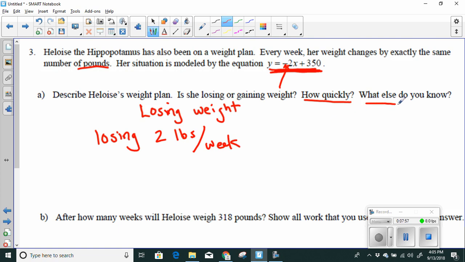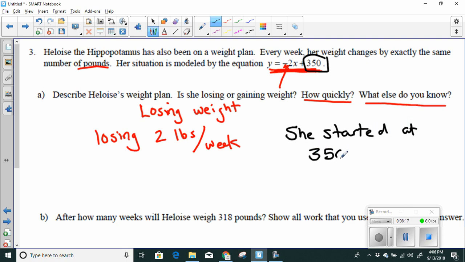And what else do you know? You can know one other thing. This value here, what do you think that 350 means? Well, it's a y-intercept. It's also called a start value. So we know that she started at 350 pounds. And that would get you all 3 points. I made this problem here worth 3 points.